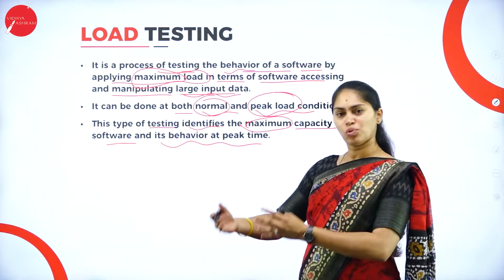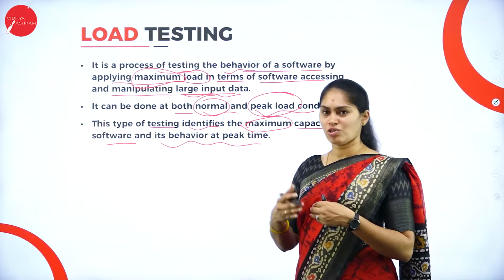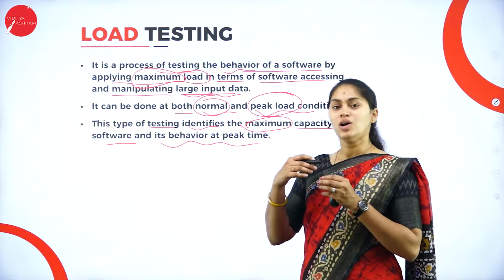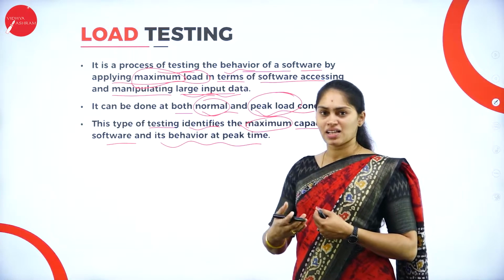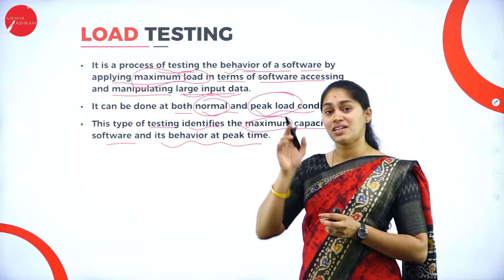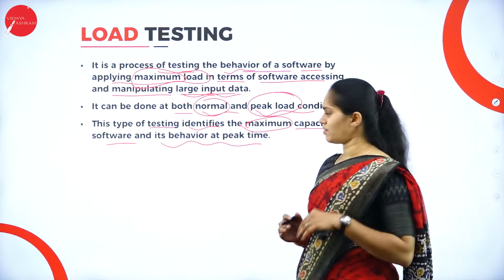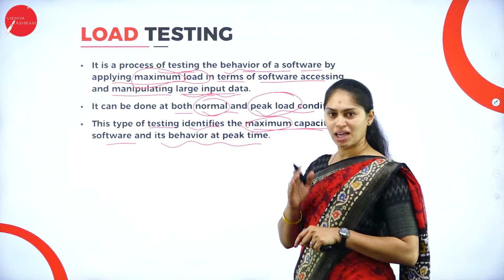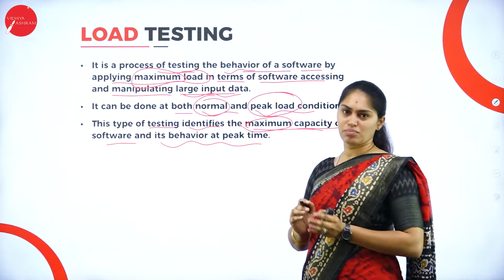So when we have more customers at the hotel, that will be considered as what? Peak time. During lunch hour, like 1 to 2, it will be peak. So what is its performance, and whether it is degrading when it reaches the maximum load or when it is at peak time, that is what we have to check here, mainly in order to identify the maximum capability of a software and its behavior at that maximum capability.